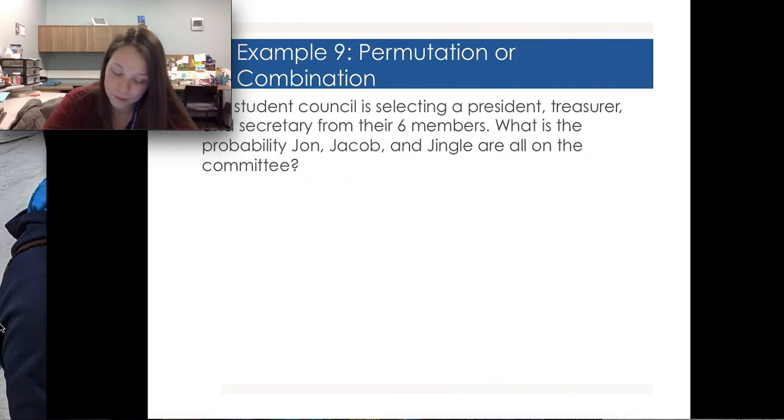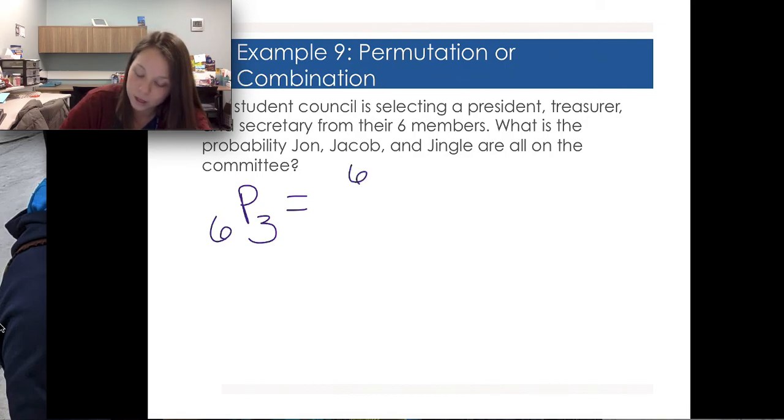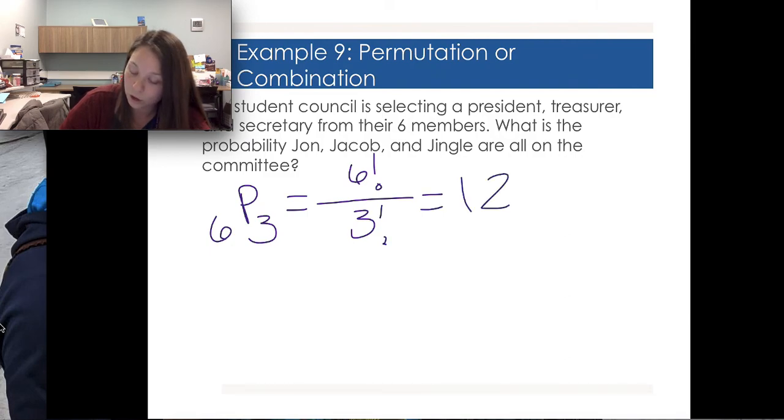Example 9. The student council is selecting a president, treasurer, and secretary from their 6 members. What is the probability that John, Jacob, and Jingle are all on the committee? Well, we first need to figure out the total ways we could select these 3 members for president, treasurer, and secretary out of a total of 6 people. So 6 permutation 3, because the order in which we select these 3 people makes a difference. So 6 factorial divided by 3 factorial to give us 120.